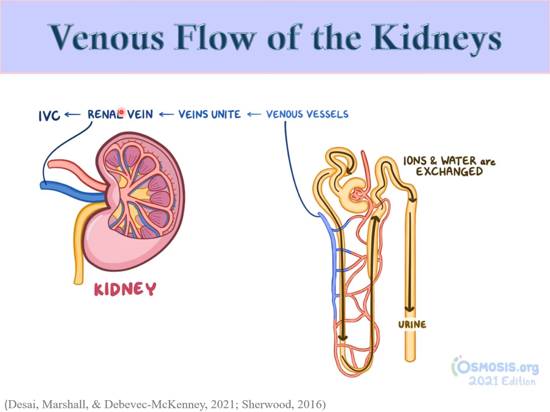They take the same exact type of path as the arteries, but this time in reverse. So as they keep reuniting, they form that large renal vein, which you can see here, which then exits the kidney and then eventually drains into the inferior vena cava of the heart.